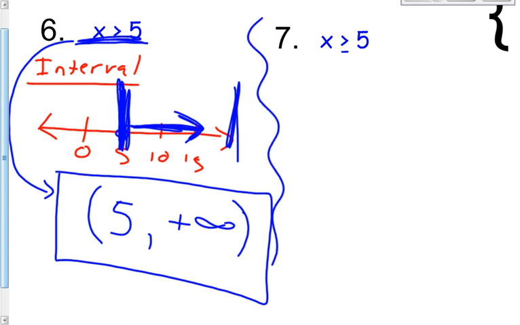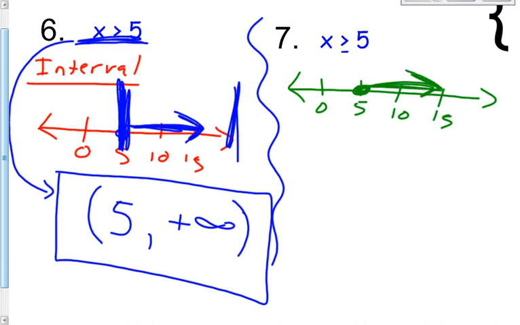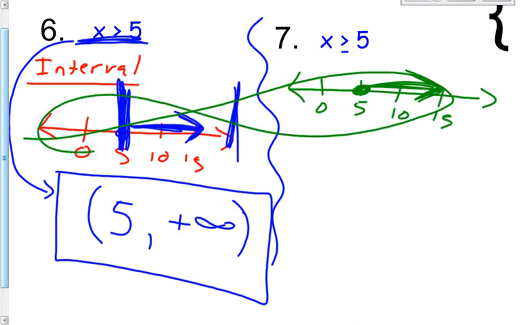So for number 7, x is greater than or equal to 5. Now if we were to draw our number line again, here's 0, 5, 10, 15, and so forth. This time, x is greater than or equal to, so you're going to put a closed dot at 5, and everything is going to go to the right. Class, this part right here, I don't expect you to write down. This is just to give you a better understanding of what's happening here, so don't worry about writing that down unless you want to.